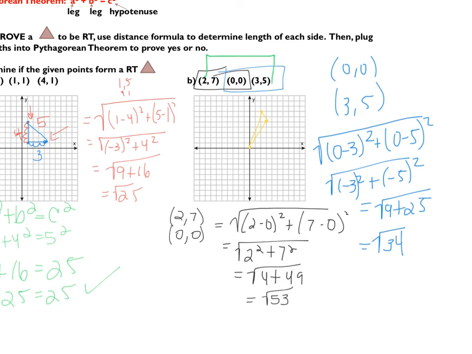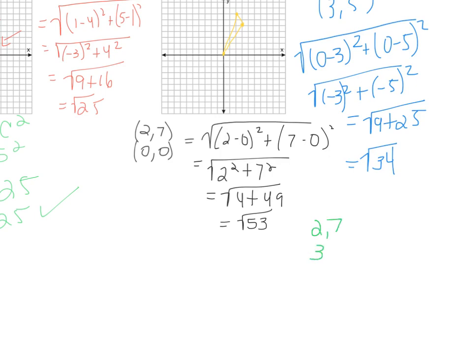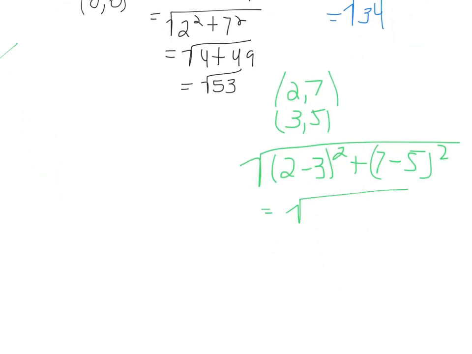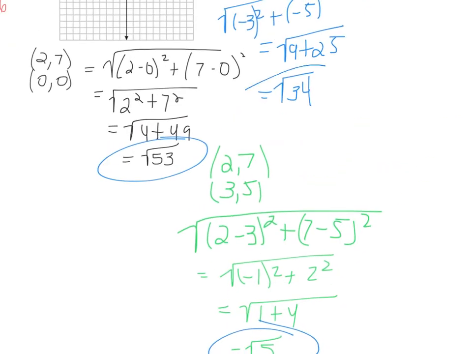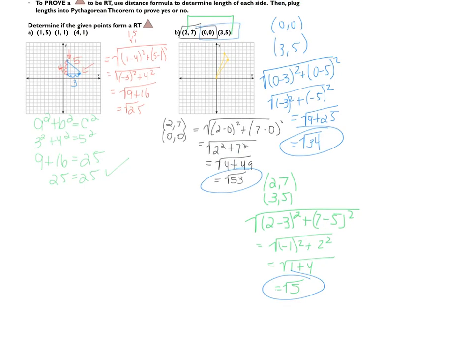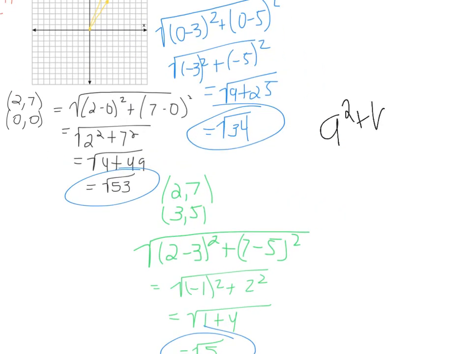So I'm going to do from 2, 7 to 3, 5. Everybody with me? Okay, so 2, 7 to 3, 5. So I have 2 minus 3 squared plus 7 minus 5 squared. Negative 1 squared plus 2 squared. 1 plus 4, so root 5. All right, so these are the three sides that I figured out. Have I proven to you that this is or is not a right triangle? No. So now I have to use what theorem to do that? The Pythagorean. Good.